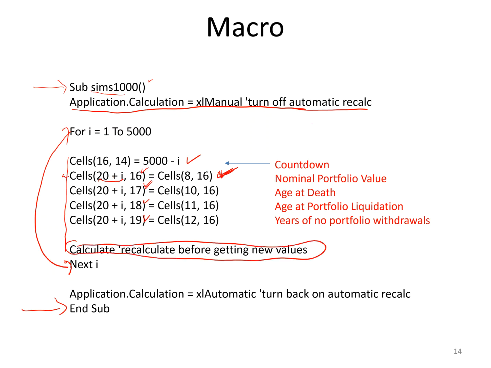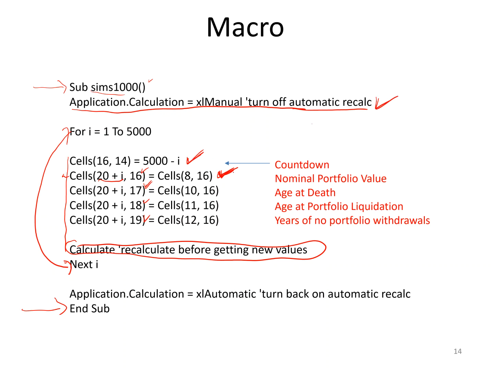Now here's why I turned automatic recalc off. This program is going to run really slow because every time you do any operation, a cells operation in Excel, in a macro, it's going to do an automatic recalc and recalc your entire spreadsheet. But what I do is I turn off recalc.